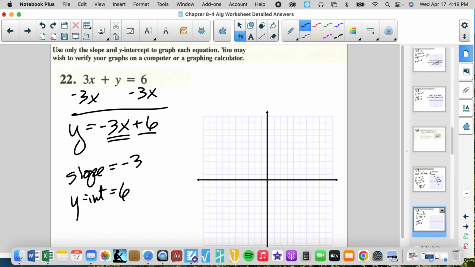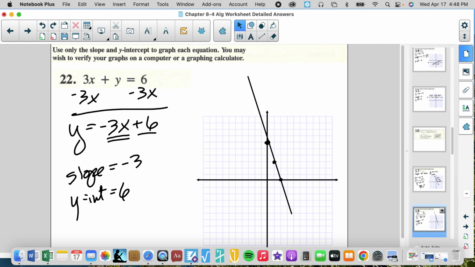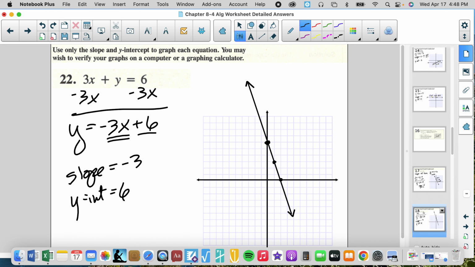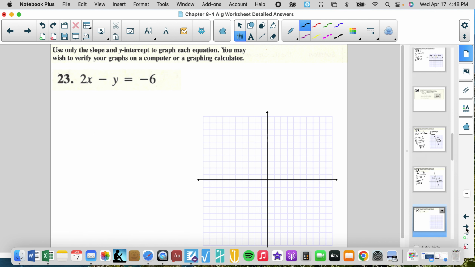So we're going to plot the y-intercept: 1, 2, 3, 4, 5, 6. My slope is down 3, right 1, down 3, right 1. Connect the dots. Good. Arrows on my line. Coordinates 0, 6, 1, 3, 2, 0. Boom. That fast.